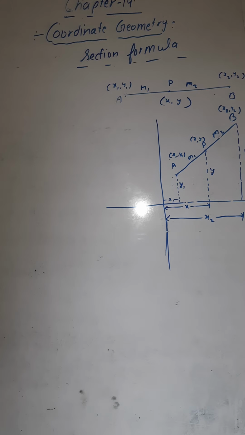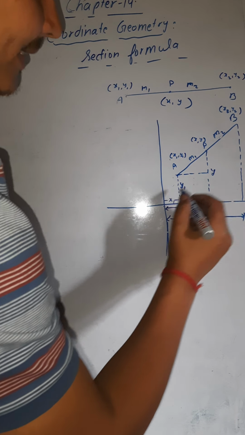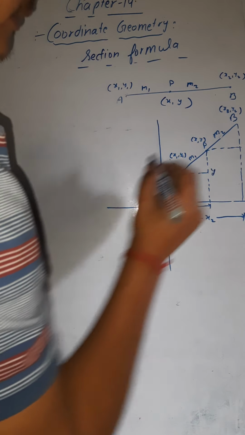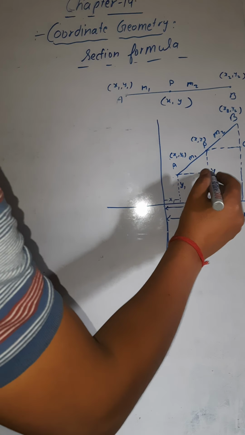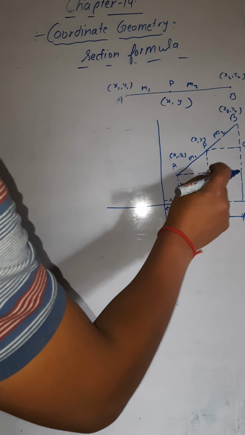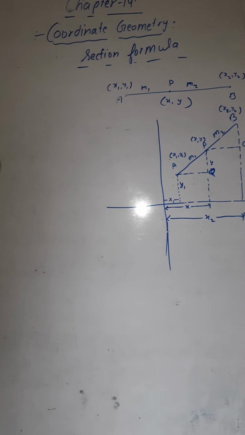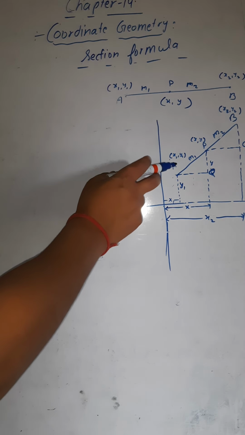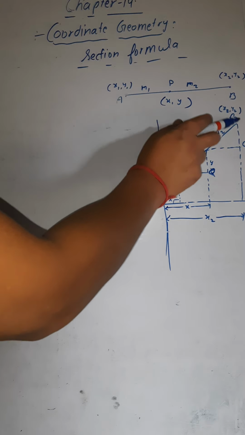Now let me make two triangles here. Let me draw a line parallel to the x-axis from here and then from here. Let's say this is the point C, this is the point P, and this is the point Q. Now here you have two triangles: one triangle is APQ, and another triangle is PBC.